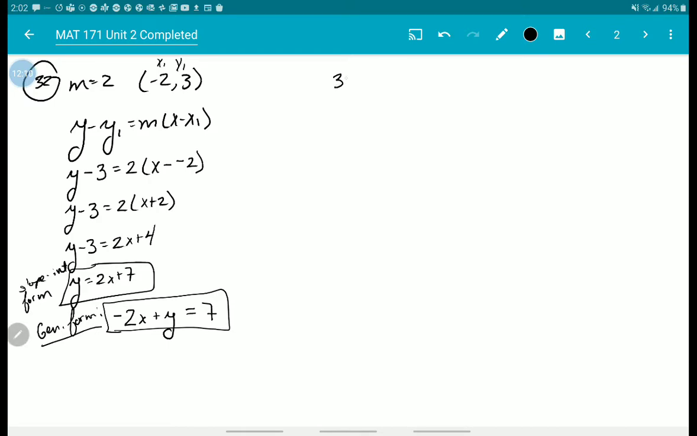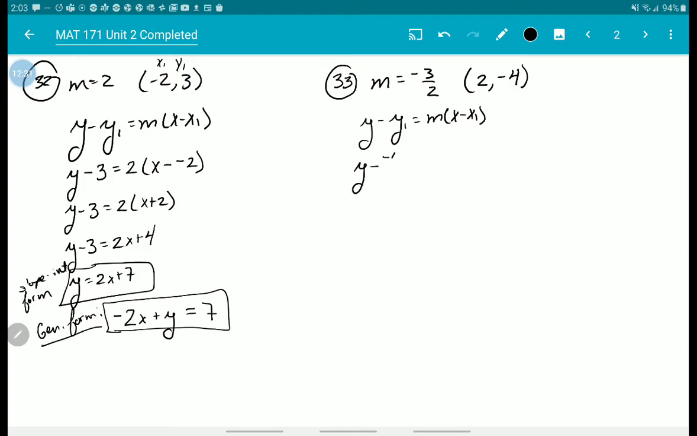Let's do another one. Let's look at 33. So 33 gives us a slope of -3/2. And then our point is (2, -4). We're going to use that point-slope equation. Let's substitute in what we know. Our y1 is -4. Slope is -3/2. x1 is 2. Clean it up. Minus negative 4 would be a positive 4. And I'm going to distribute that -3/2.